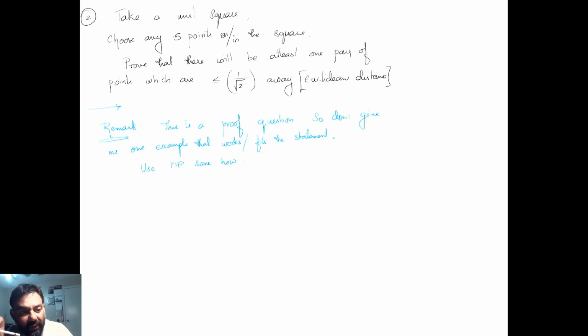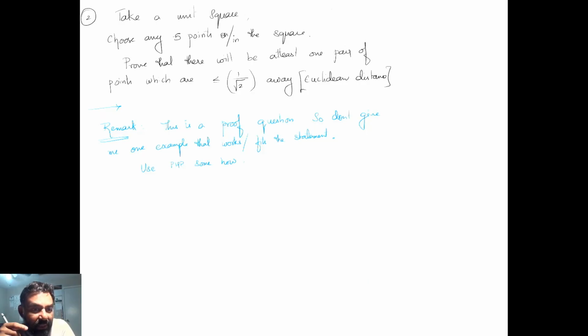Now recall standard pigeonhole. If you have n balls which are thrown into n minus 1 buckets, that is the minimum you need to use pigeonhole, right? So if there are 5 points or balls, how many buckets do you need? You need at least 4 buckets, correct? So that's the logic. There's a second piece which is going to hint at that. It says that the points have to be within a distance of 1 by square root of 2 away. And the remark is only there to remind you that this is a proof question.